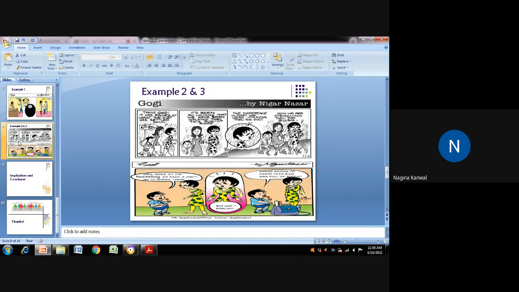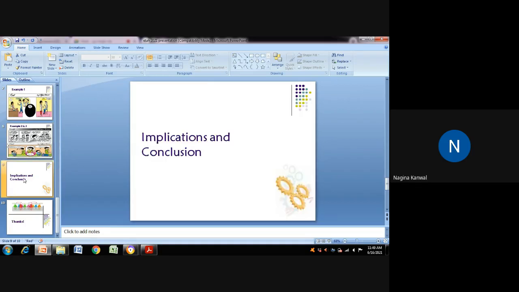So hereby, with both of these examples, I'm coming towards the implications of the study and the conclusion part. So the analysis of the strips brings to light the socio-political issues and helps see the way they interact in the power relations in society. They also help reveal the complexity of the discourse of comic strips.